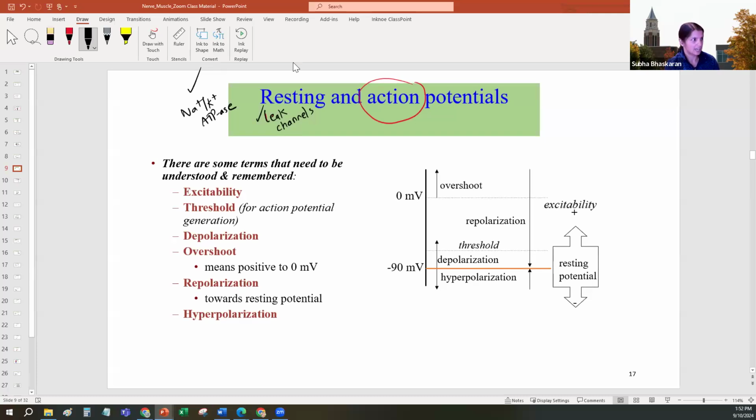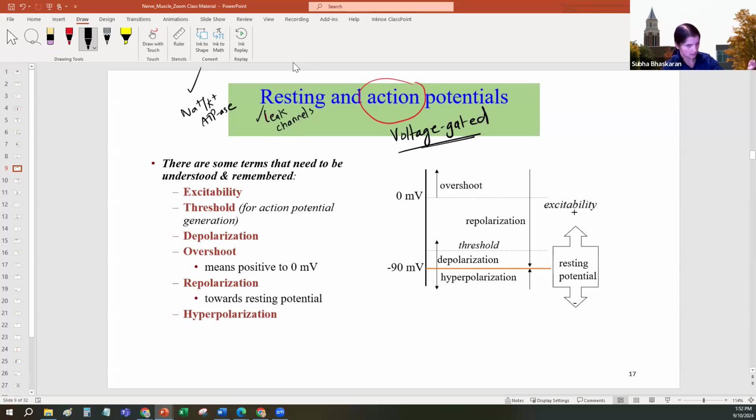Now comes the action. What is action? The cell is getting excited. One o'clock, Dr. Bhaskaran is talking, excited, right? Action potential, we need gated channels. What, voltage gated channels? So far we have seen leak channels, sodium, potassium, ATPase pump. Now I'm bringing in what?